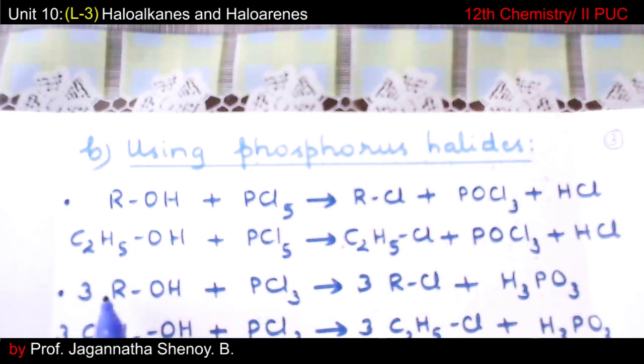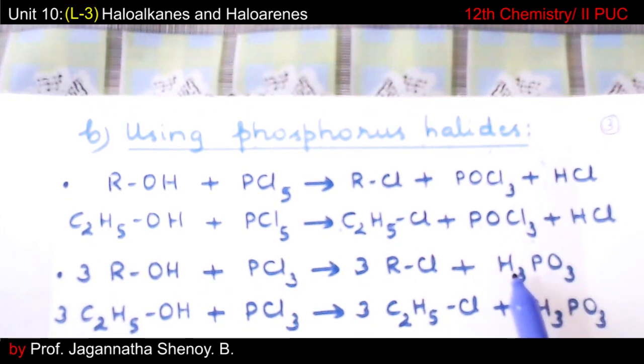The three OH groups present in three molecules of alcohol are replaced by three chloro groups. I get 3 moles of RCl. In addition to that, what are we left with? We are left with one phosphorus and three OH groups. So if I club it and write it, I can write P(OH) thrice, and P(OH)3 is the same as H3PO3. Remember, when I make use of PCl3, the byproduct formed is H3PO3. It is also called orthophosphorus acid.